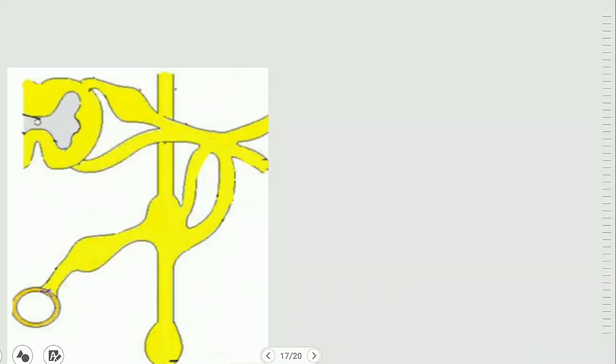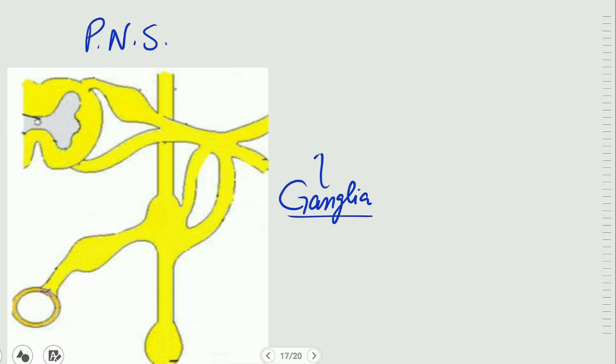Now I'll demonstrate the neuronal cell body collection outside the central nervous system, that is the peripheral nervous system. The neuronal cell body collection outside the central nervous system is known as the ganglia. The ganglia can be a false ganglia or it can be a true ganglia. False ganglia is also known as the pseudoganglia. But what is the difference between a false ganglia and a true ganglia?